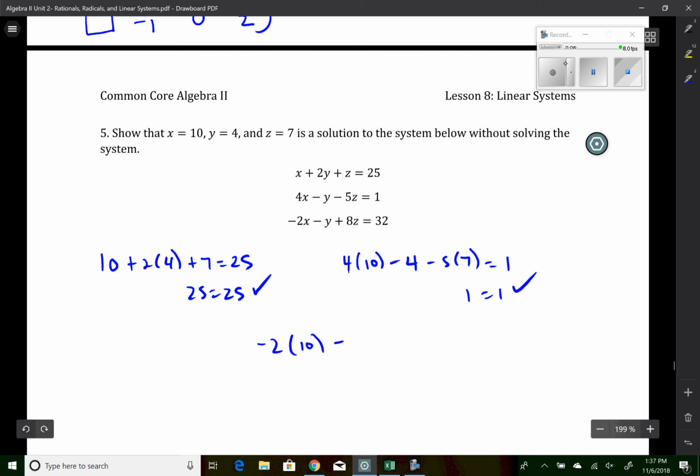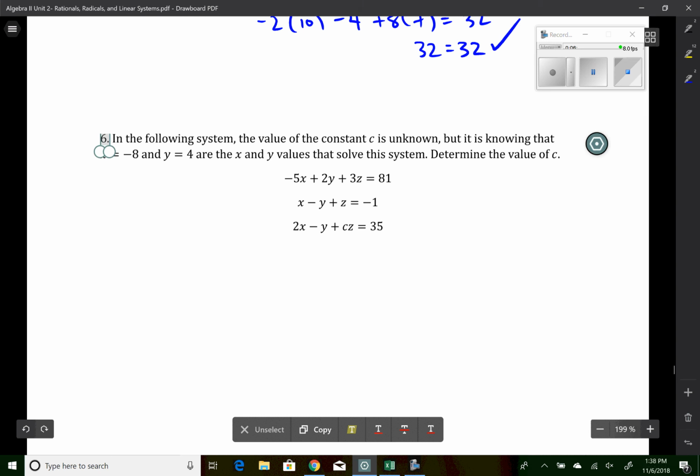-2 times 10 minus 4 plus 8 times 7. That's a 7, not a 4. And that's all equal to 32, which also checks. That's all it's asking you to do, right? If you want to solve it, you can. Be my guest.